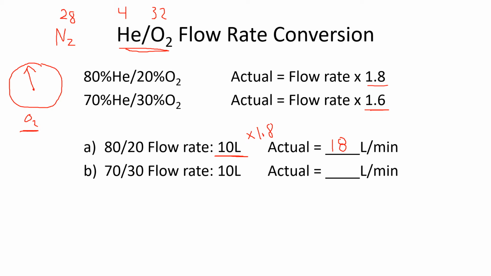So the gauge read 10, but you got to know you're actually delivering 18 because you're using helium. If it is a 70-30 mixture and the gauge reads 10 liters, you're actually delivering what volume? 16. Right? So just remember the ratio, 1.8 for 80-20. So that's probably easy, 8 with 8. And then if it's a 70-30 mixture, the conversion factor is 1.6.